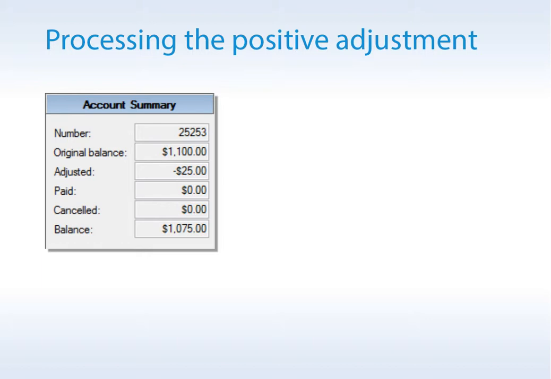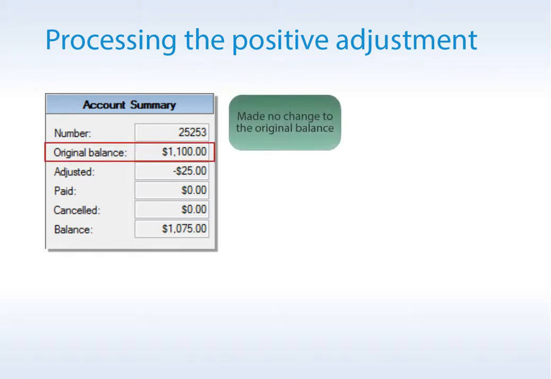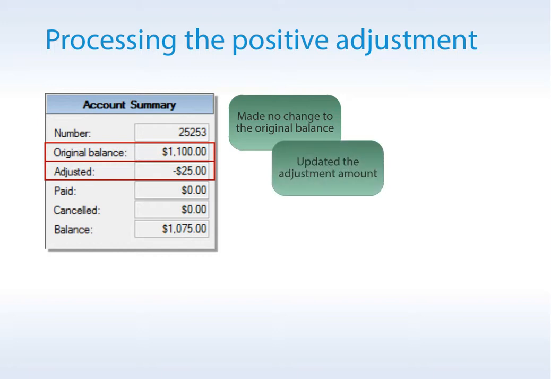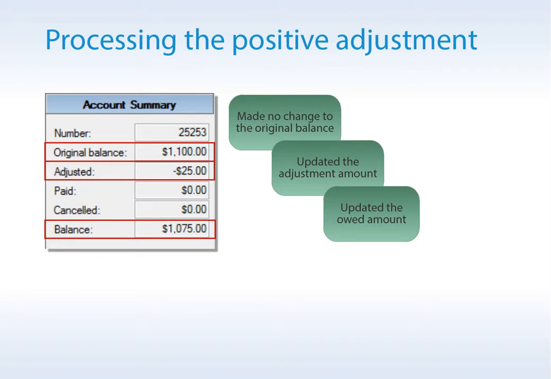Let's look at how revenue results process this positive adjustment. It did not change the original balance because it was not a posting error and we did not need to correct that amount. It added the positive $25 collection fee to the previous adjustment amount of -$50 for a new amount of -$25, and it updated the owed amount from $1,050 to $1,075.